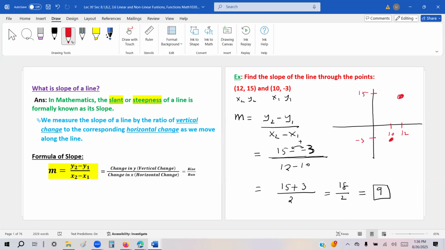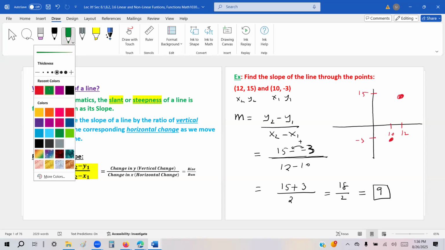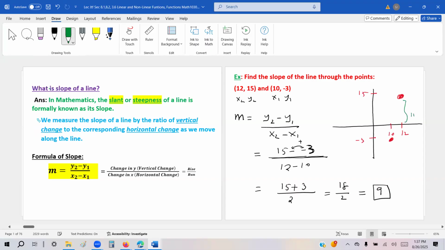So what they did, they counted. Let's see how many we go. From here to here, we have 12. And from here to here, we have 3. So total, they walked 15 units. Really? No, so this is 15 and this is 3. So total, they walked 18 units in the y direction. And then in the x direction, we walked 2 units, 10 to 12. So the answer is 9. So either you can use the formula, or if you don't remember your formula, no problem, walk from one point to another point.